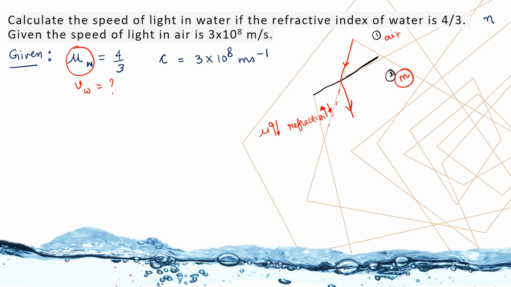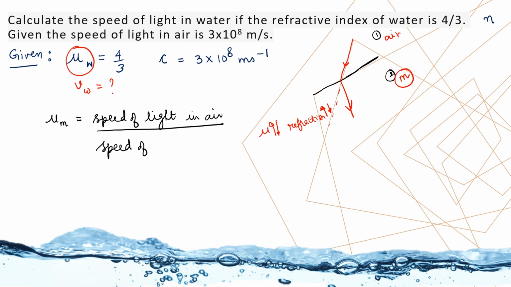Now how does this number come? So as per the definition, refractive index of any medium is written as ratio of speed of light in air divided by speed of light in medium.